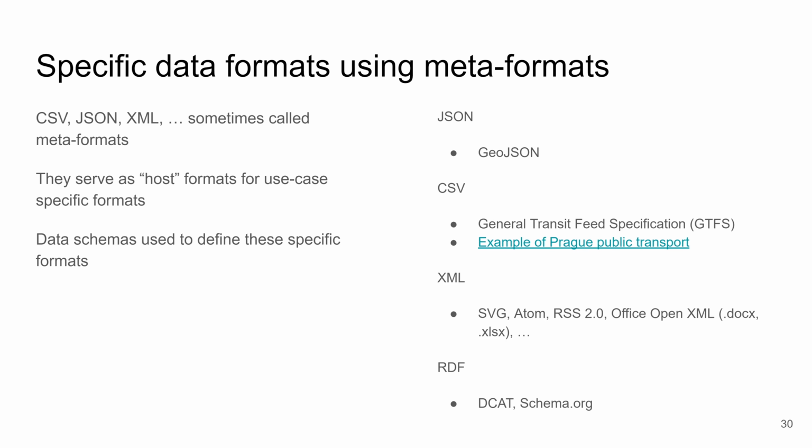The same goes for XML, where the examples are SVG, which is a format used for vector graphics, Atom or RSS, which are formats used for news feeds, or maybe you know Office OpenXML files, which are used by Microsoft Office programs. And for RDF, we have already seen as an example of conceptual modeling the DCAT vocabulary, which specifies what URIs are to be used to identify what in RDF to represent a data catalog.